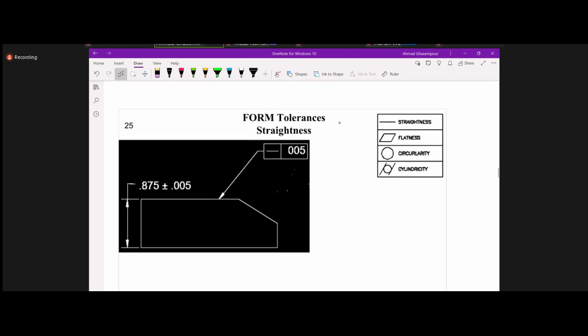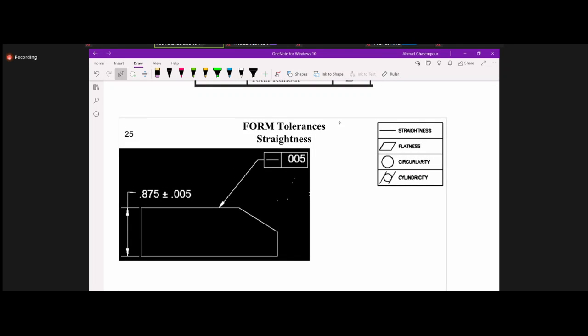The symbol for it, as you can see, is a straight line. Let me ask you this, and you can raise your hand or write in a comment: do you think straightness of a line or an edge could ever have a datum? Does it make sense for it to have a datum?